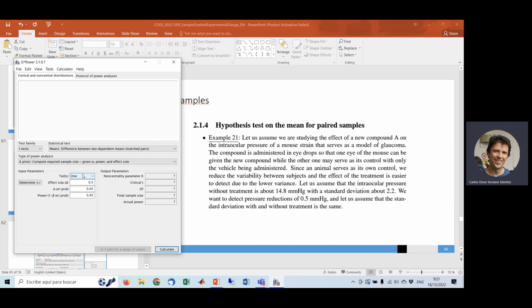If I'm interested in both, any drop that makes a change in the eye pressure, then it is a two tails, because I don't know if it will increase or decrease, and I want to detect both. So that is a two tails. While if you're interested in only detecting those that decrease, that is a one tail, and it has an impact on the sample size.